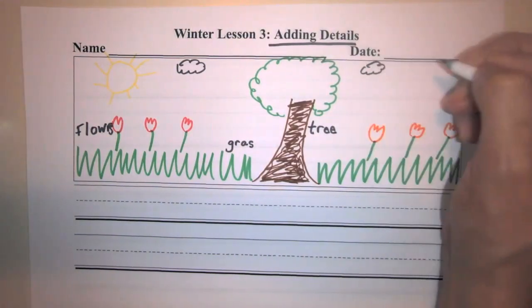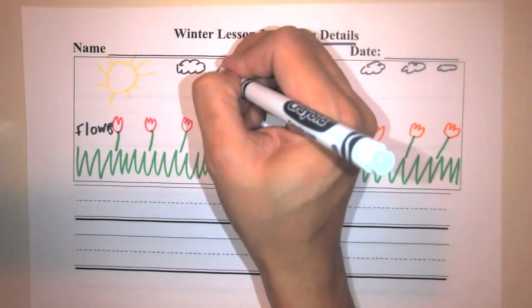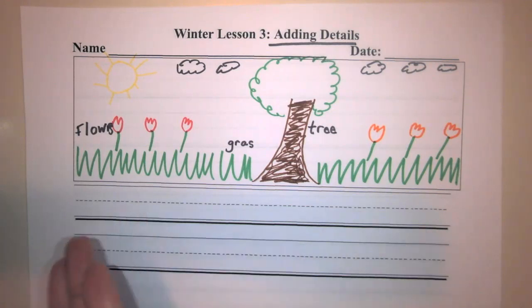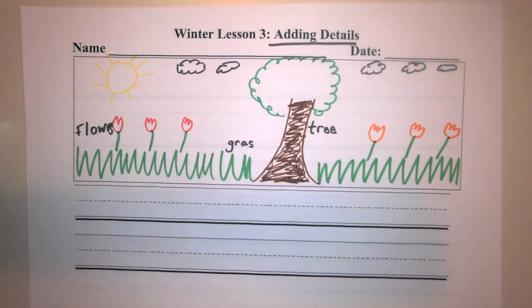So again, you want to add as much detail to your picture as you're about to add to your story. Okay, so now I think I'm done. I've drawn lots of details in my picture. I've made sure to add labels. I have flowers, grass, and a tree, and I drew lots of stuff.